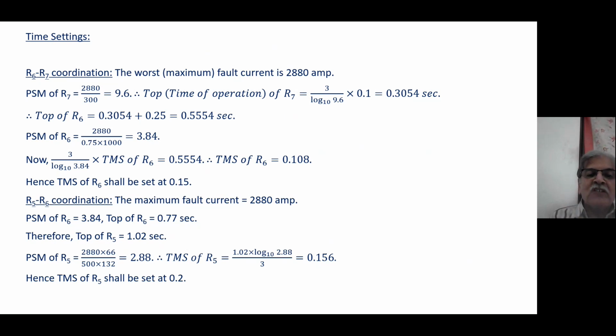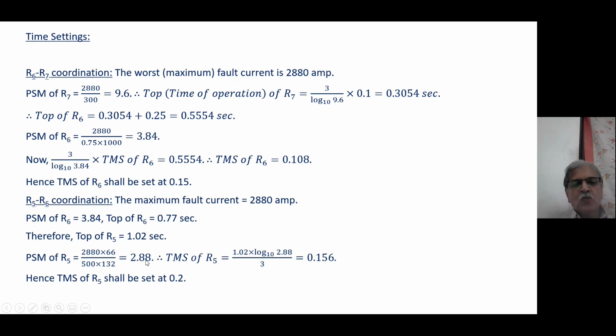Time of operation is 0.77 because now I know that TMS is 0.15, 3 upon log PSM into TMS. 0.25 added means top of R5 is 1.02. Top of R5 is 1.02. PSM of R5 I have to find out, which is for same current 2.88. I have to consider that 132 by 66 kV transformation ratio. I cannot forget because between R5 and R6 there happens to be a transformer. TMS of R5 therefore is 0.156 and next I will go is 0.2.